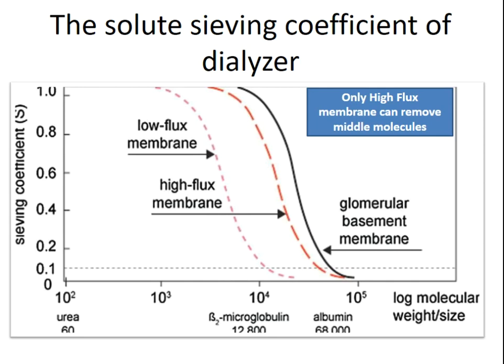In this graph, you can find the difference between the low flux sieving and the high flux sieving coefficient and the glomerular basement membrane. In low flux, the molecular weight that can be removed is very small, while in a high flux membrane, the molecular weight that can be removed is better and approaches the glomerular basement membrane.